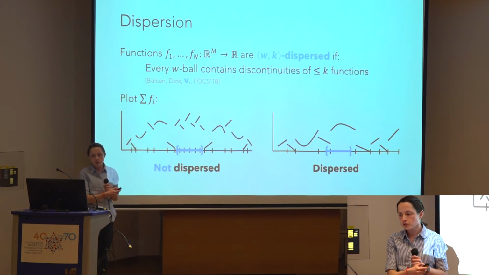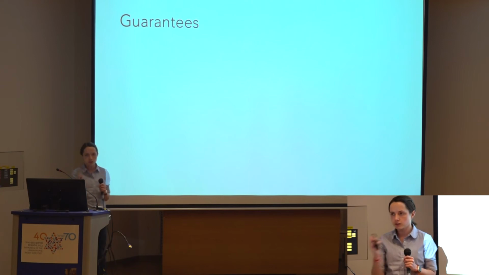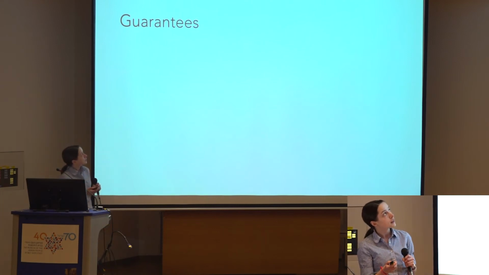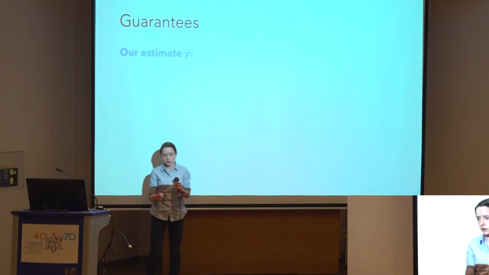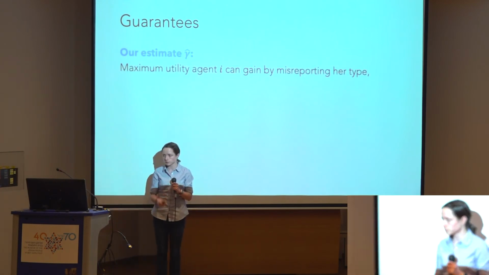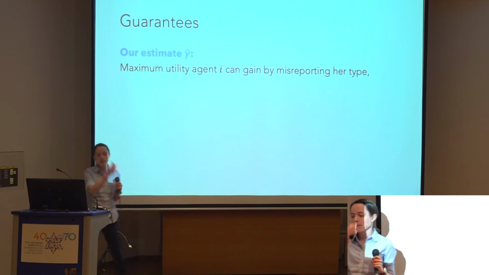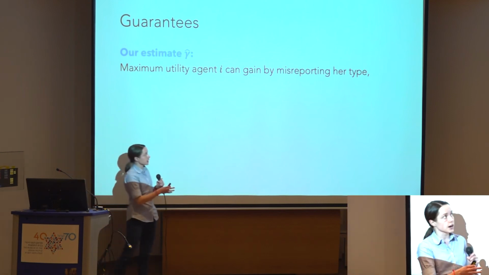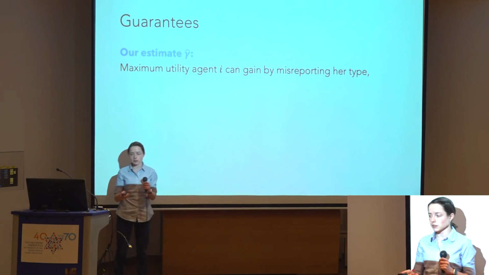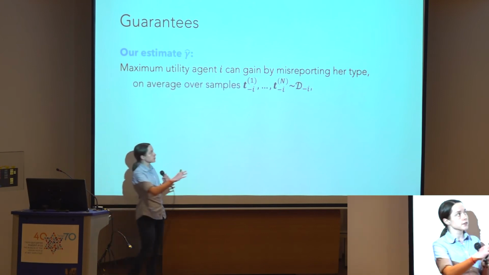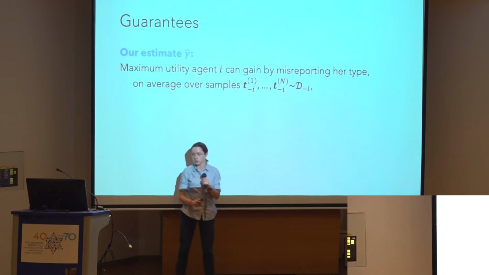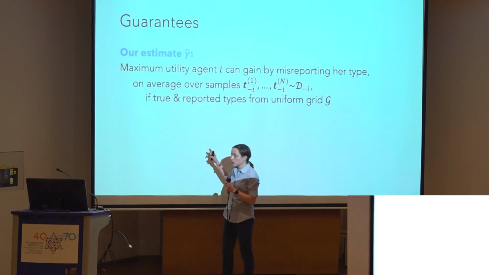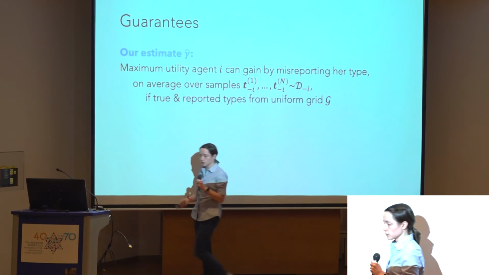Okay, so with this notion of dispersion, I'm going to describe our guarantees. And I'm going to remind you first of what our estimate gamma hat is. So remember, it's the maximum utility agent i can gain by misreporting her type on average over these samples drawn from the distribution over the other agents' types, so long as her true and reported types are a part of this uniform grid.